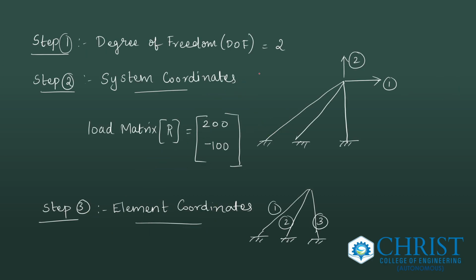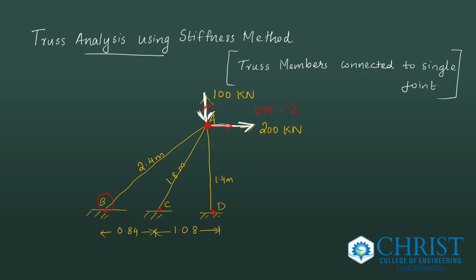That is as shown here: system coordinate 1 and system coordinate 2. We take both the system coordinates in tensile nature. In the question, a 100 kilonewton load is acting downwards, that is, it is hitting the joint A, so it is compressive in nature. Whereas 200 kilonewton is pulling the joint A away, that is, it is tensile in nature.